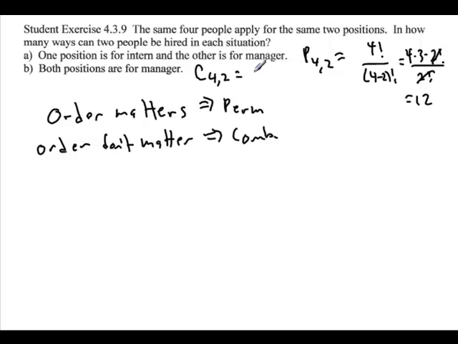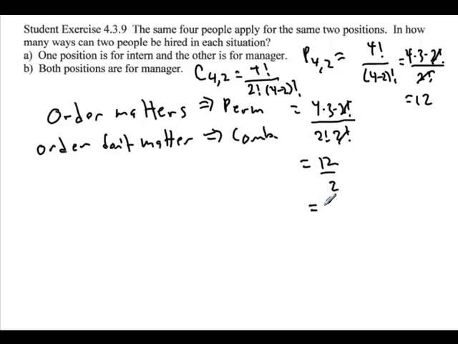C4-2, that's going to be 4 factorial over 2 factorial times 4 minus 2 factorial, which is 4 times 3 times 2 factorial over 2 factorial times 2 factorial. The 2 factorials cancel, and 2 factorial is just 2 times 1. So this is going to be 12 over 2, which is equal to 6.